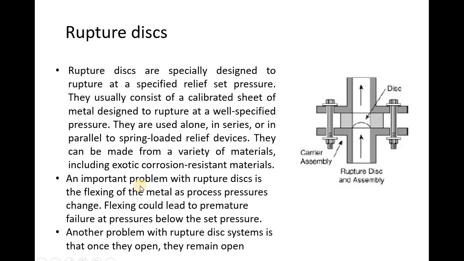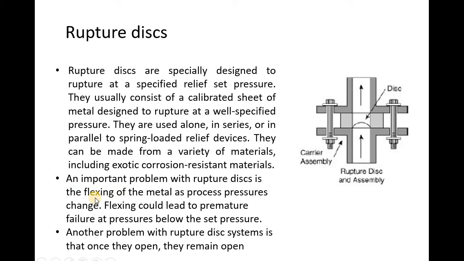What important problem do you need to know about this ruptured disc? Let me say that they can be made from a variety of materials, including exotic corrosion resistant material. So we are just mentioning that this is made of a corrosion resistant material, because if it is corroded, then it will open by itself. You don't need a set pressure, or it could be a set pressure, but at a very low pressure that will be broken, and this will affect your process, of course.